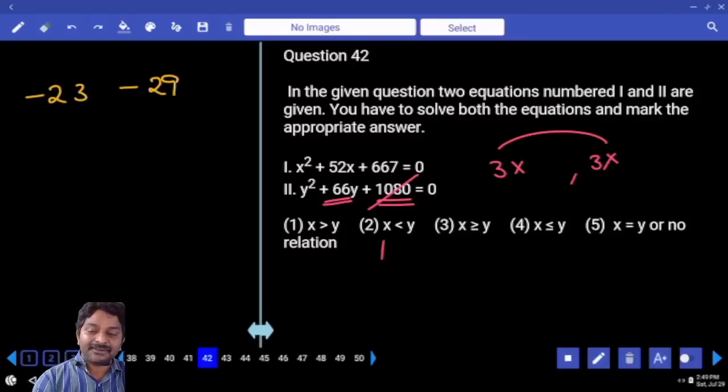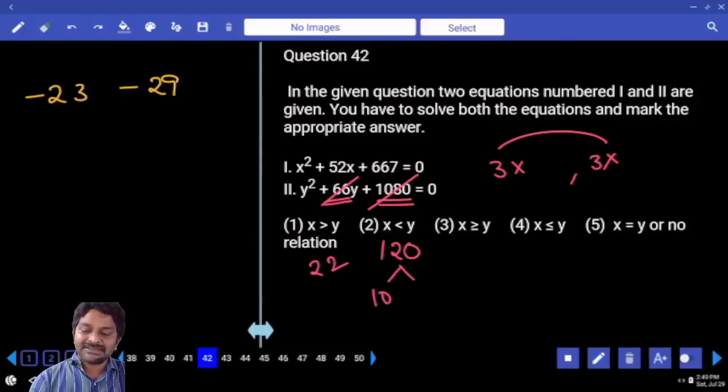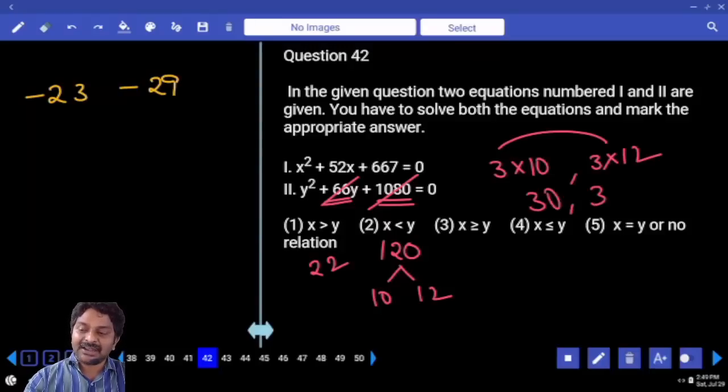How much is left? 120. 3 how many times is 66? 22. Now using 120 you need to get 22. This can be written as 10 into 12 only. So 10 and then 12 here I'll take. So this is 30 and then 36.